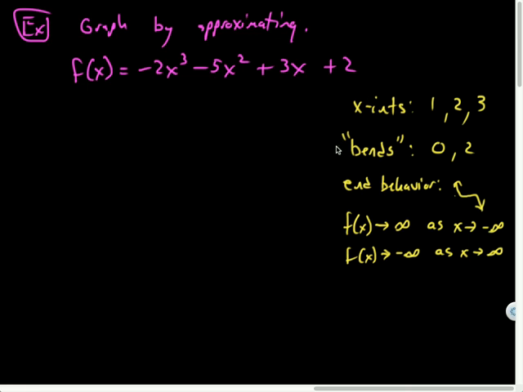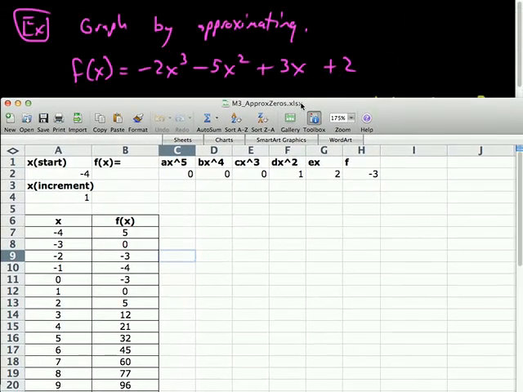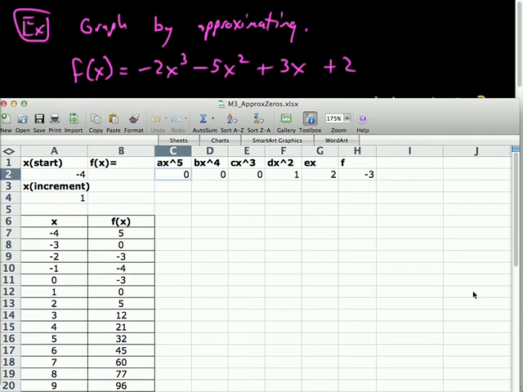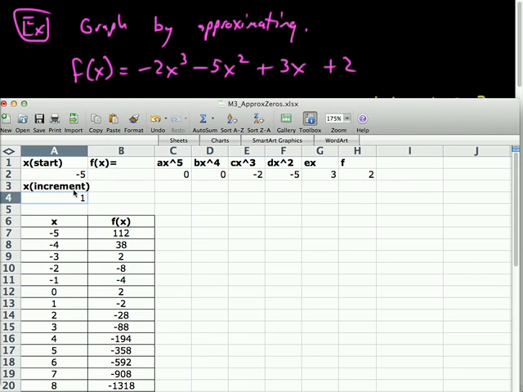So let's actually flip on over to the Excel spreadsheet, and let's set this up. So it's cubic, so 0x to the 5th, 0x to the 4th, negative 2x cubed, minus 5x squared, plus 3, I guess just positive 3 there, and positive 2 there, right? And I'll start, let's see, actually let's start at maybe negative 5 this time. And instead of counting by ones, I'm going to count by maybe 0.2.